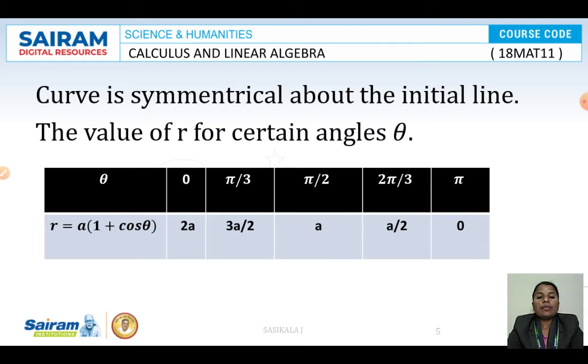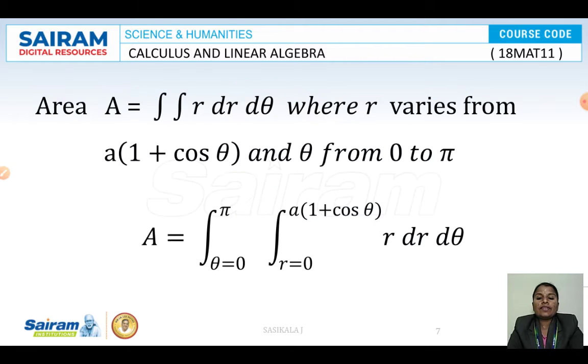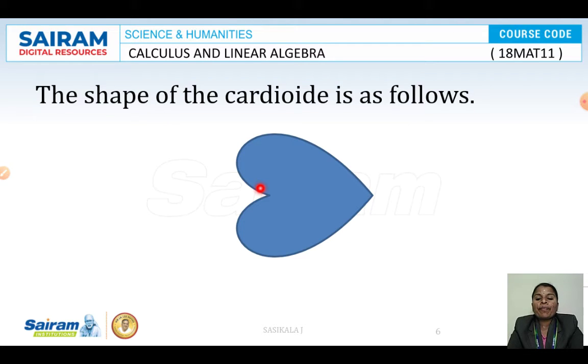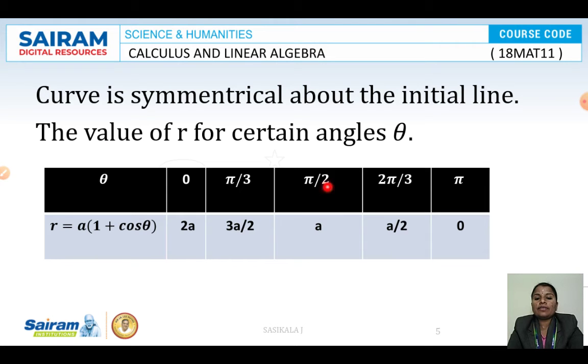So the curve is symmetrical above the initial line, with the value of r for a certain angle of theta. Theta is 0 to pi, so the angle will be 0 to pi, which means it lies completely in the first and second quadrants. Substitute theta in r is equal to a of 1 plus cos theta. For theta equal to 0, r is 2a. For pi by 3, it will be 3a by 2. For pi by 2, it is a. For 2 pi by 3, it is a by 2. For pi, it will be 0.